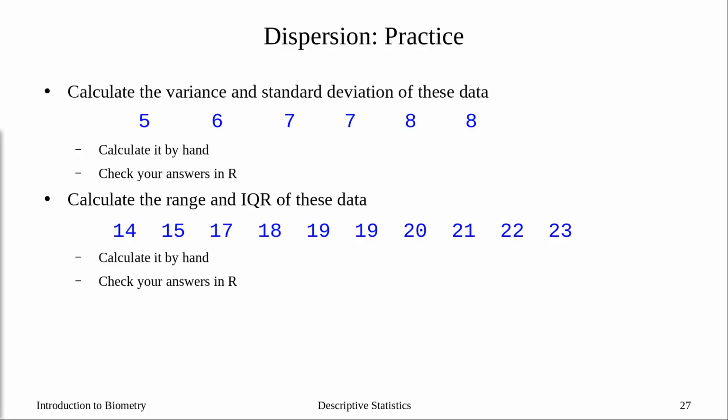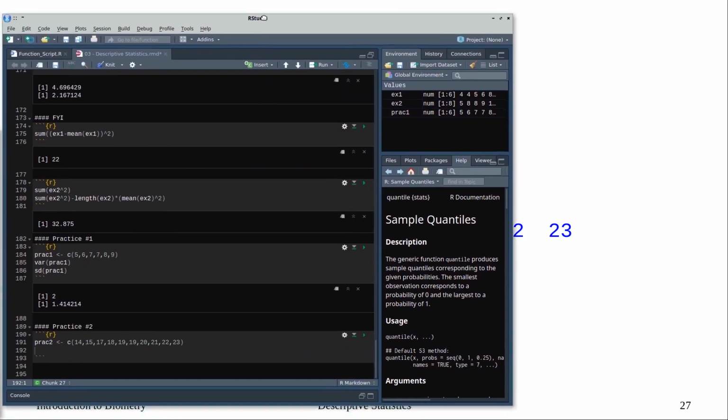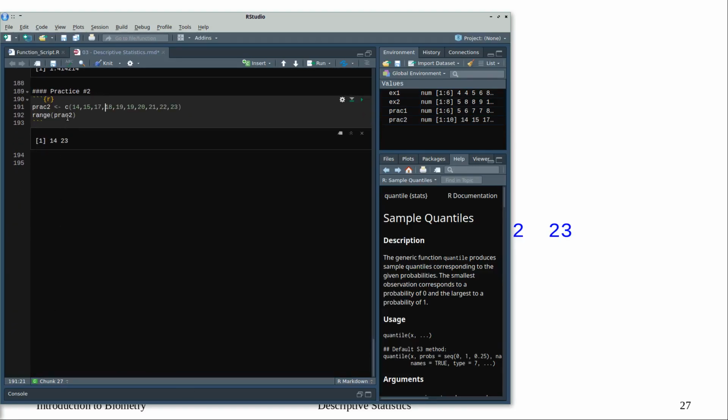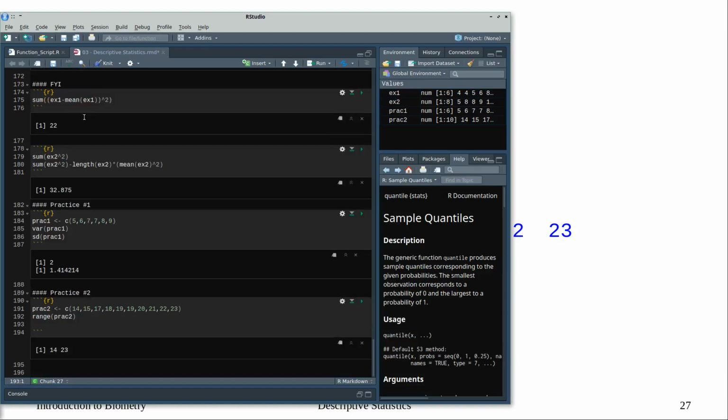So we saw how to calculate the interquartile range and the range by hand. Now let's see how we do it in R. In R, I make my vector, prac2, and to calculate the range, it is as simple as using the range function. I guess it would help if I ran the vector. So 14 to 23. If we wanted to calculate the difference in magnitude from the smallest to the largest, we could use diff of the range to get 9. And this matches what we calculated by hand.